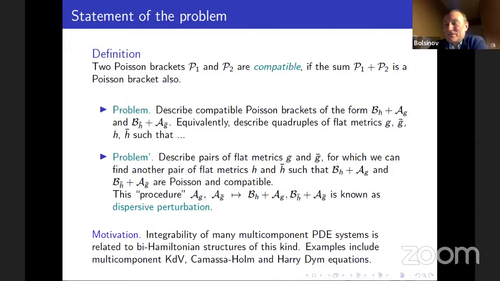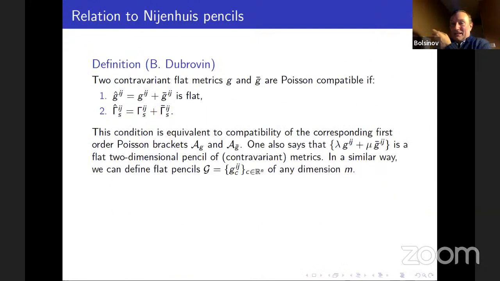Why this question? Not just because many multi-component integrable PDE systems related to bi-Hamiltonian structures are of this kind, including multi-component analogs of KdV, Kamassa-Holm, and Harry Dym equations. They are like this, and that's one of the possibilities, and that's what we do. Just some key points to mention, and how this business is related to Nijenhuis geometry, of course. So that's what I need to explain.